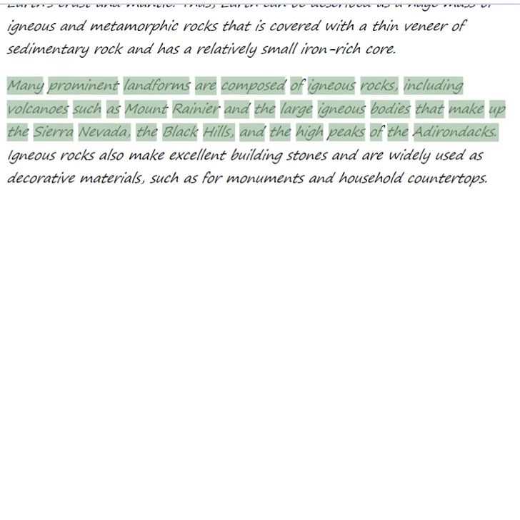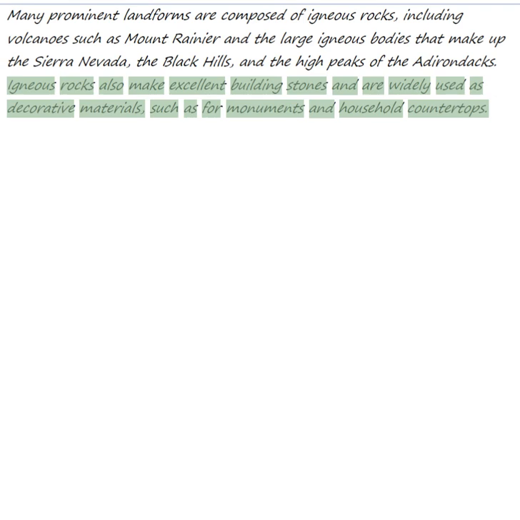Many prominent landforms are composed of igneous rocks, including volcanoes such as Mount Rainier and the large igneous bodies that make up the Sierra Nevada, the Black Hills, and the high peaks of the Adirondacks. Igneous rocks also make excellent building stones and are widely used as decorative materials, such as for monuments and household countertops.